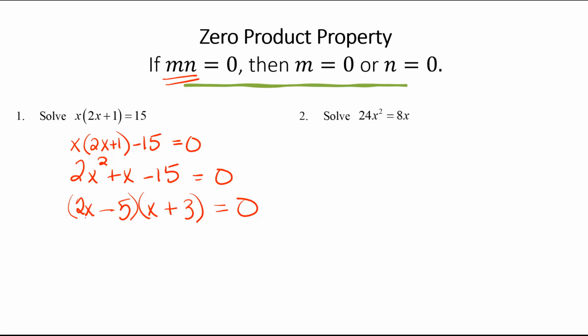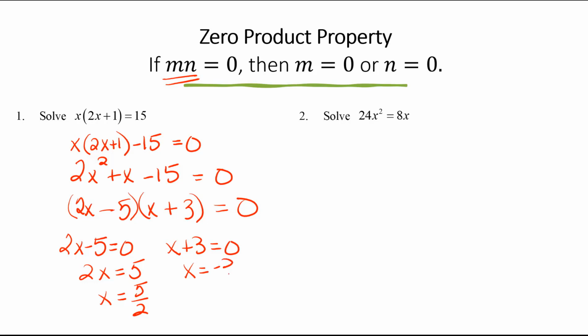So now that we have two things multiplied together to give us 0, we can say one of them's got to be 0. Either this is 0 or this is 0. And for that to be true, over here, x would have to be 5/2, and here x would have to be negative 3. So that's how we solve this equation. We found out what values will work in that equation.